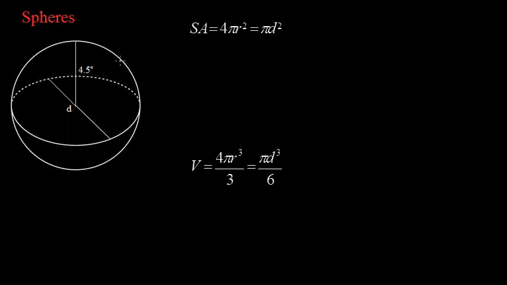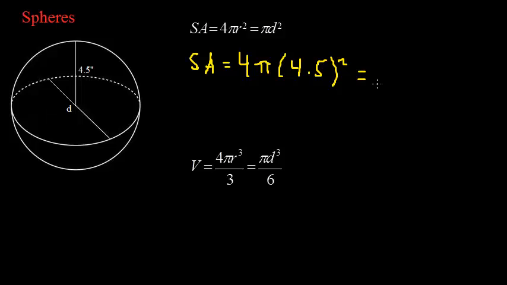So if we have a sphere here with a radius of 4.5 inches, that radius lends itself to this first formula here for surface area. So surface area is 4 times pi times 4.5 squared. 4.5 squared is 20.25. We multiply that by 4 pi and we get 254.34. And our units are inches squared. So again, this is an area and our units are always squared.